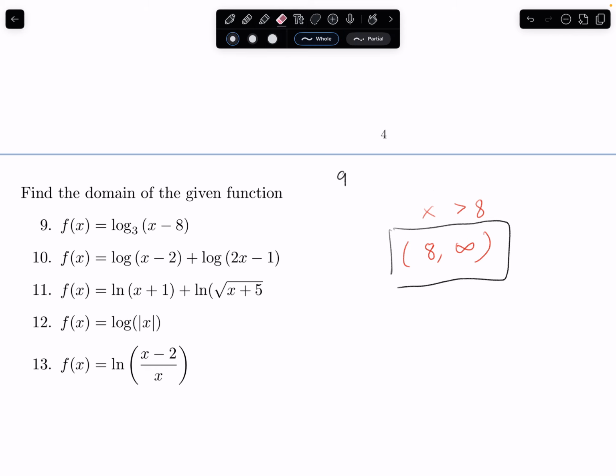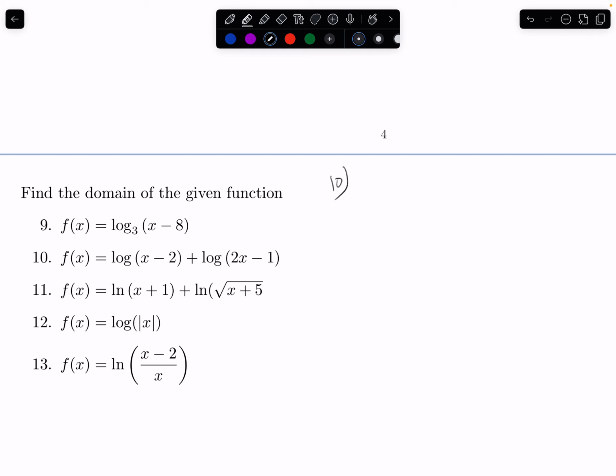Okay, let's move on to number 10. Number 10, notice that you have 2 separate logs, right? So what happens if you're adding 2 together? Well, what you're going to do is just take the more restrictive of the 2. Or, another way to say that is you're going to take the overlap of their domains.